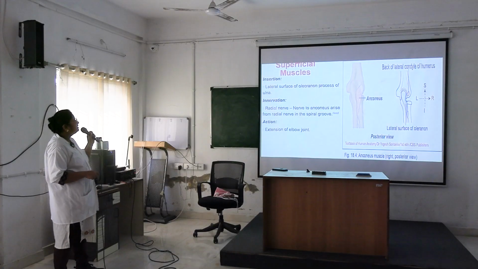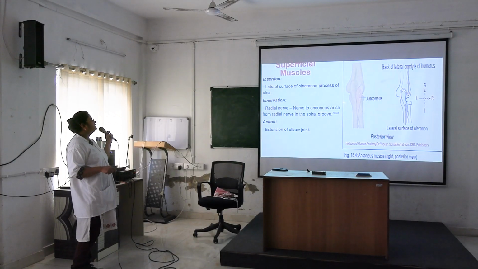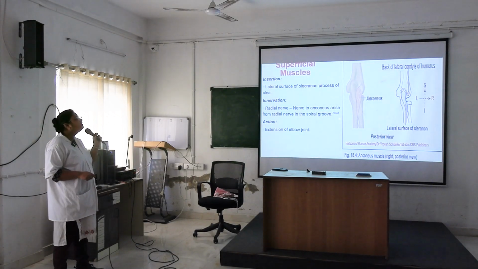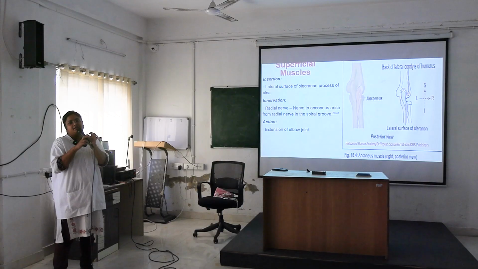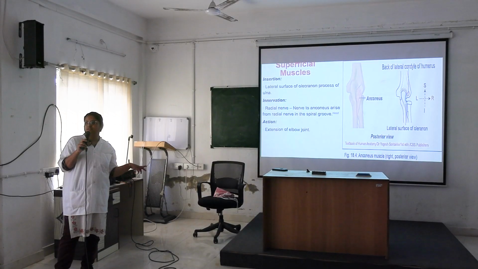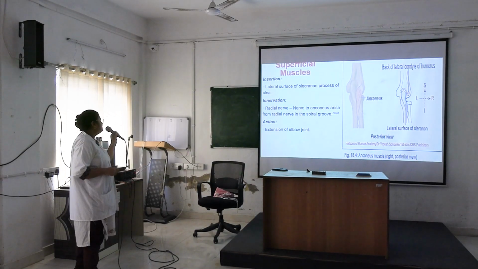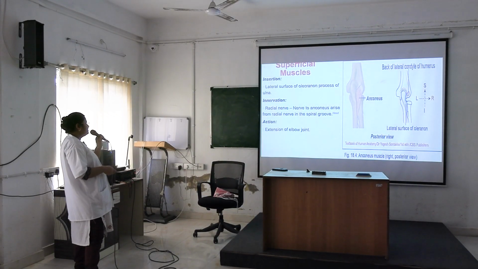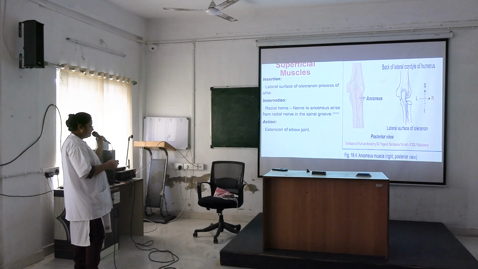Innervation is by the radial nerve. The nerve to Anconeus arises from the radial nerve in the spiral groove. The branch supplying the medial head of triceps continues to supply this Anconeus. We have already discussed this. Next is the action. Action is extension of the elbow joint.